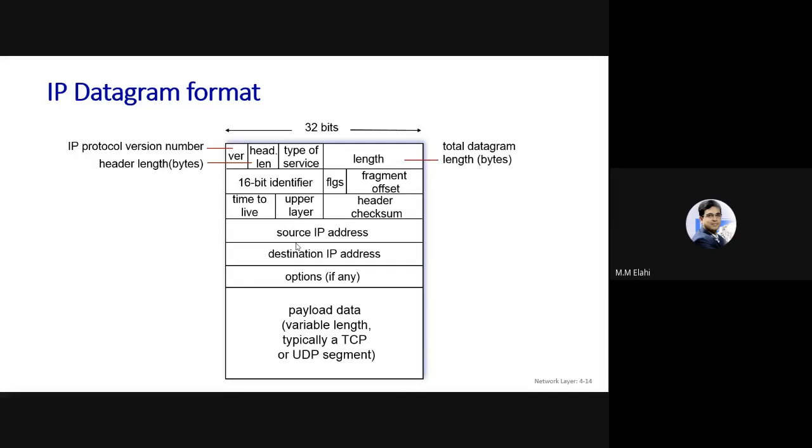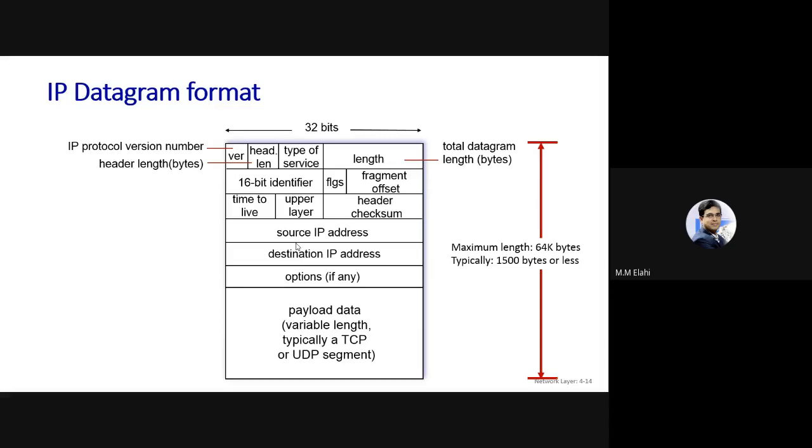Next one, length. Length means what? Length means total datagram length. That means including header and payload or data. Data or payload, same thing. Then maximum length of a packet can be 64K bytes, 64 kilobytes. It can be maximum, but typically it's 1500 bytes or less. Typically, it depends on the underlying data link layer protocol.